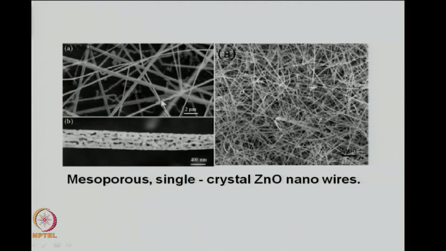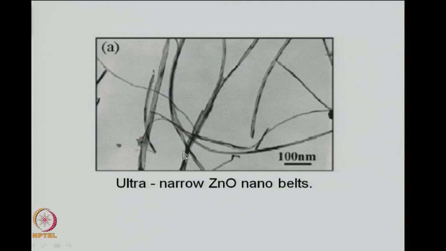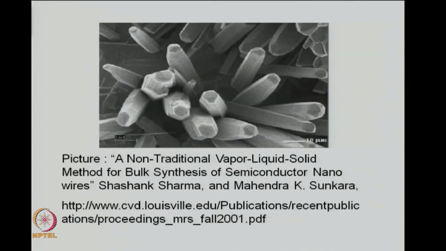This is a closer picture of the same thing. You can see ultra narrow zinc oxide nanobelts. This is again a zoomed in picture, and the scale here is 100 nanometers. So, these should be around 10 to 20 nanometers in dimension, and very long, of the order of micron size, nanobelts of the order of micron size.